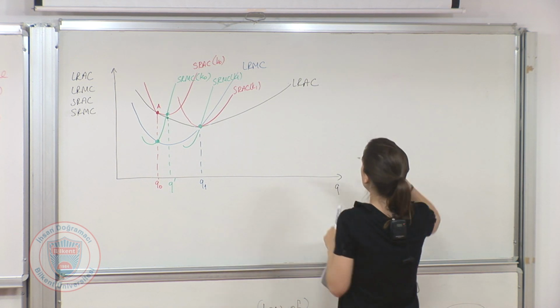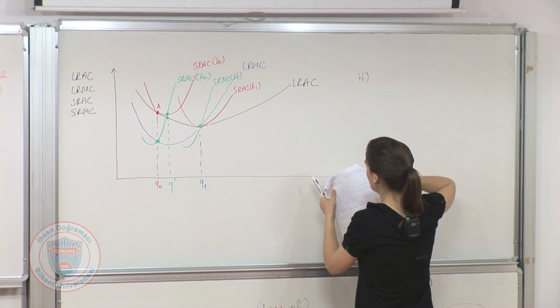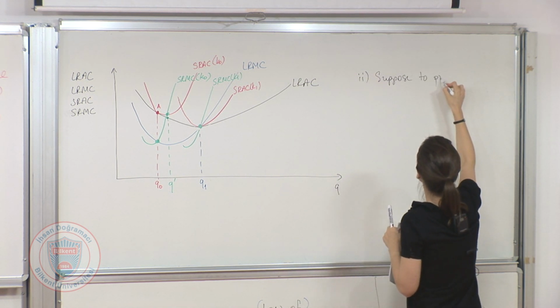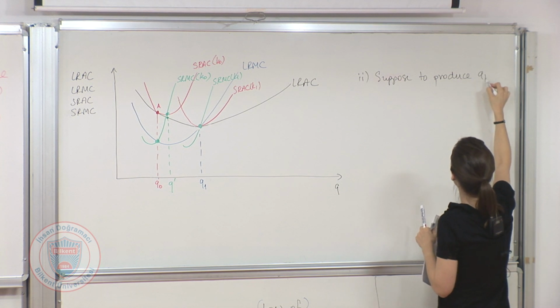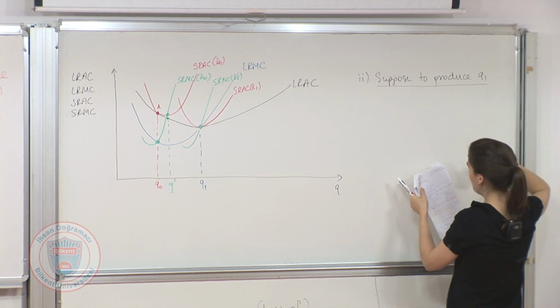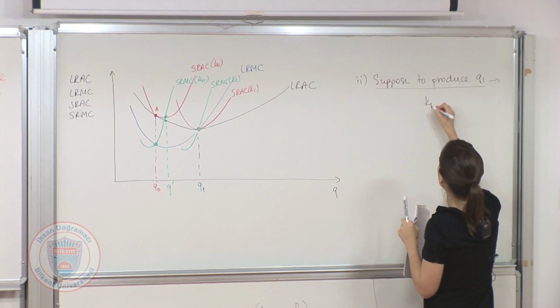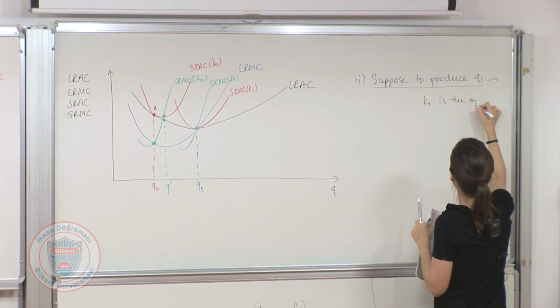So this is second. We said that suppose to produce Q1, okay? So this is Q. Let's say K1 is the optimal amount of capital.